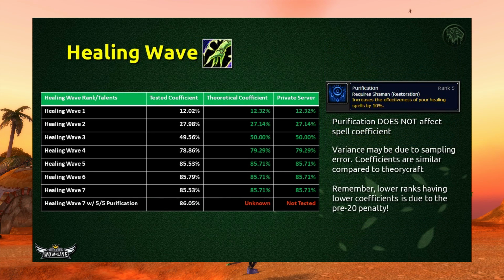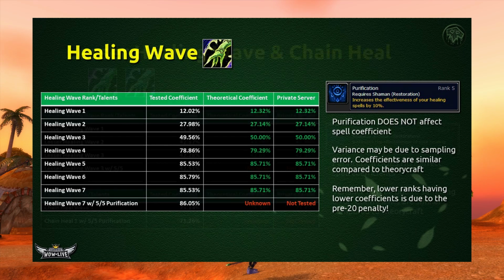Now moving on to the healing spells. Let's do Healing Wave first. Healing Wave is a 3-second cast. Theoretically it should receive 85.71%. It corroborates all the way through. Actually, for all the healing spells there really is not much to cover here, but one important thing is that Purification does not affect spell coefficient. It increases the effectiveness of your heal, but does not increase the spell coefficient.